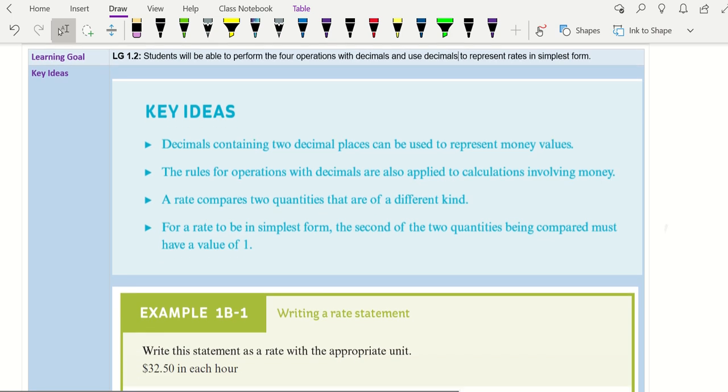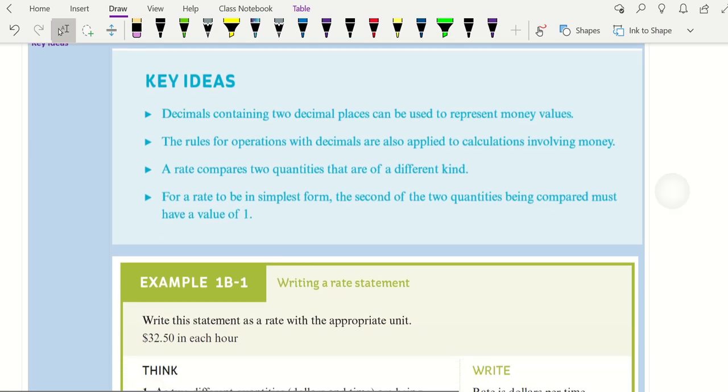And a rate compares two quantities that are of a different kind. So remember, ratios are quantities of the same kind. Now, for a rate to be in simplest form, the second of the two quantities being compared must have the value of 1. So when you hear of something, say, per hour, if I'm going 30 kilometres per hour, that means per 1 hour, for example. So in 2 hours, I've gone 60 kilometres.